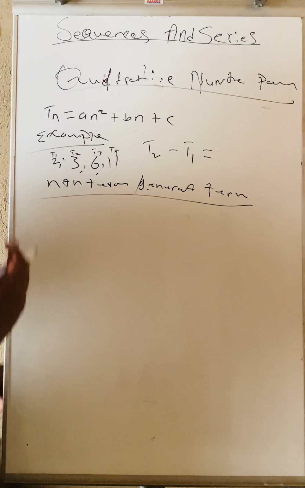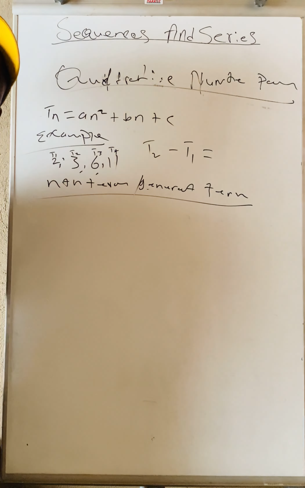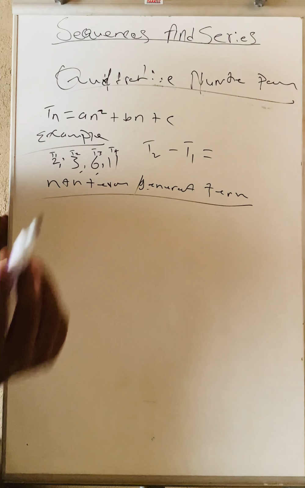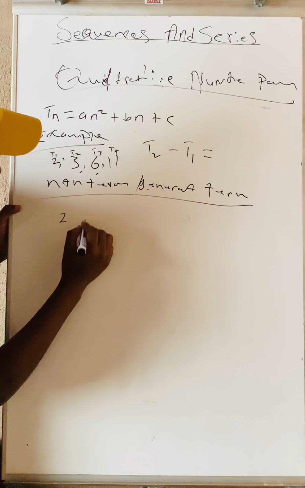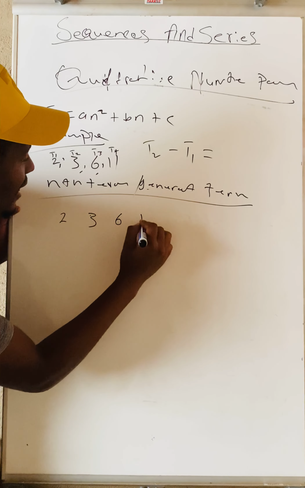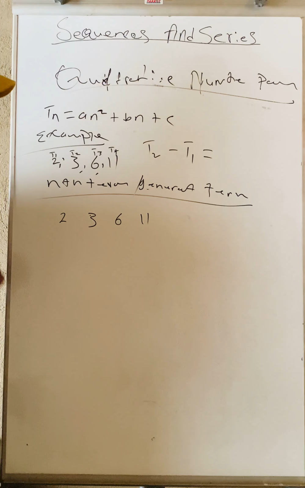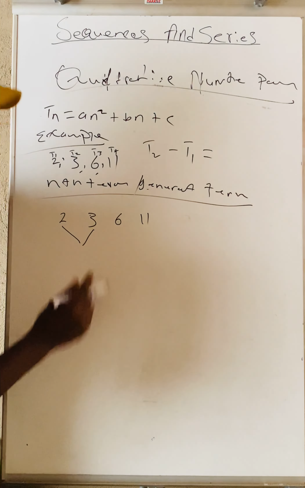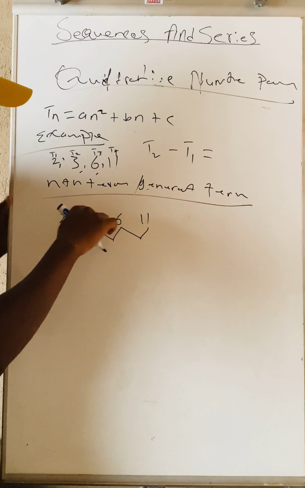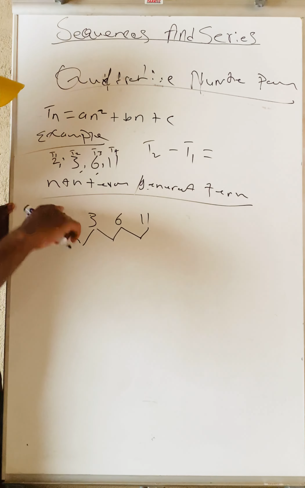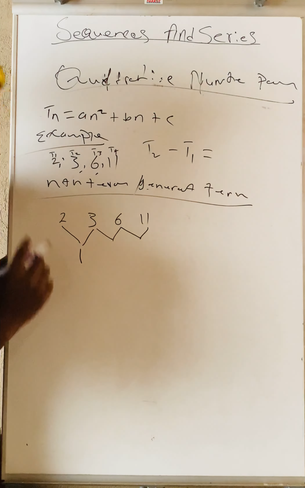Firstly, on quadratic equations, we have to determine the first difference and the second difference. How do we determine it? You write your sequence: 2, 3, 6, 11. We say T2 minus T1, which is 3 minus 2. You get 1.